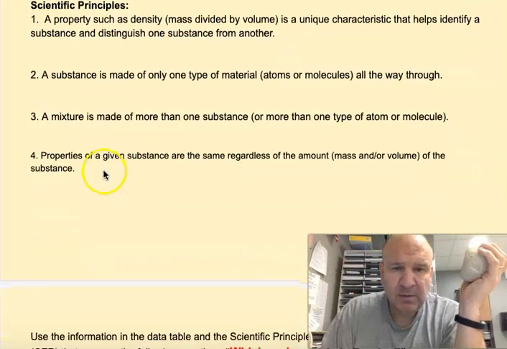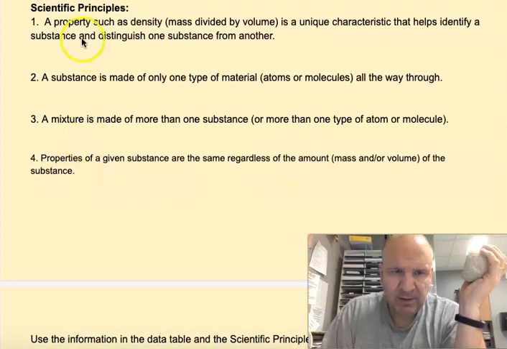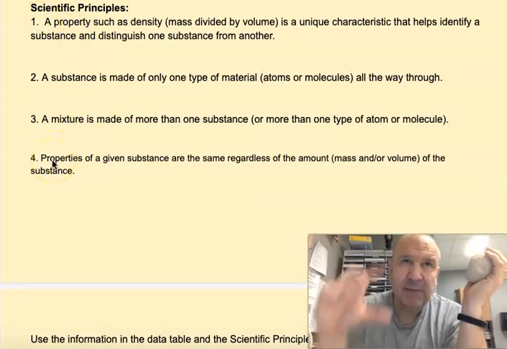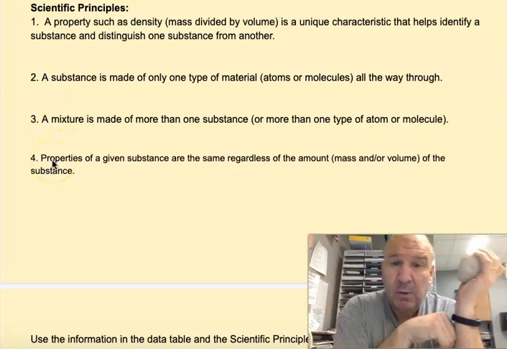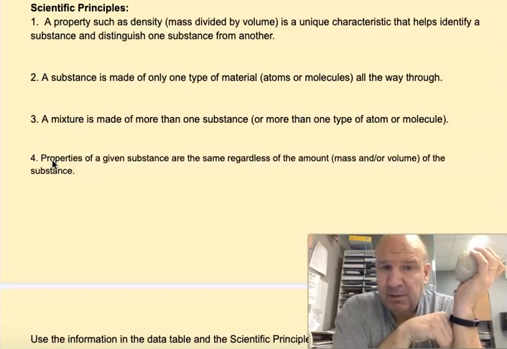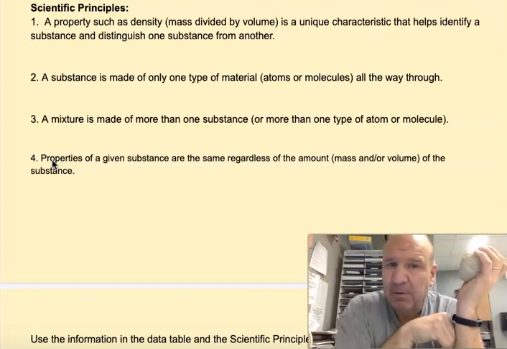And a lot of you used this principle: properties of a given substance are the same regardless of the amount of the substance. The correct scientific principle was number 1. If you wanted to go for advanced, I would use both scientific principles 1 and 4. But if you want proficient, you have to have at least scientific principle number 1.